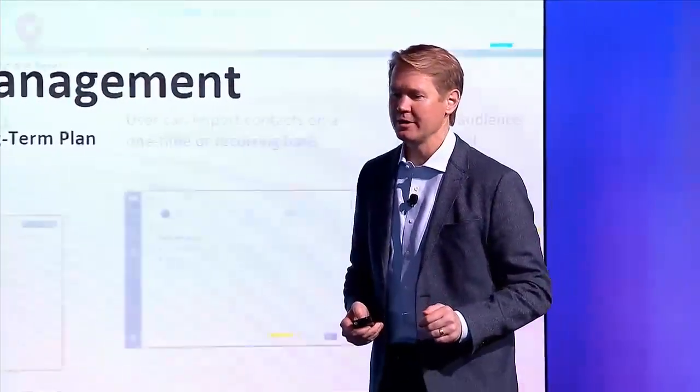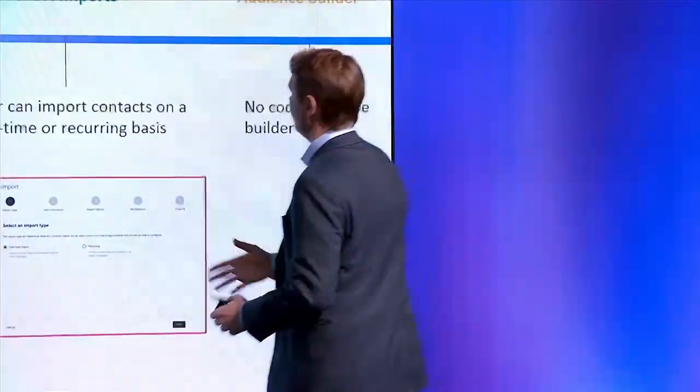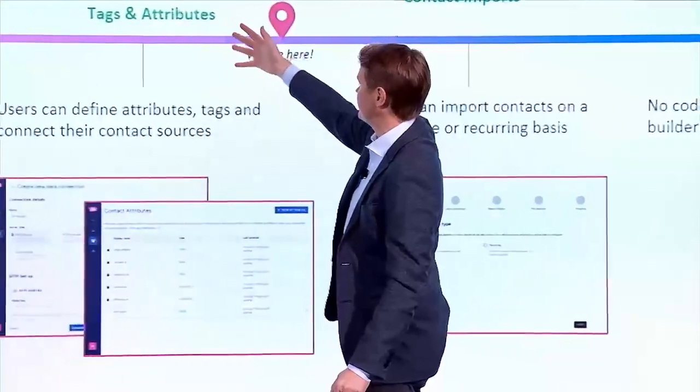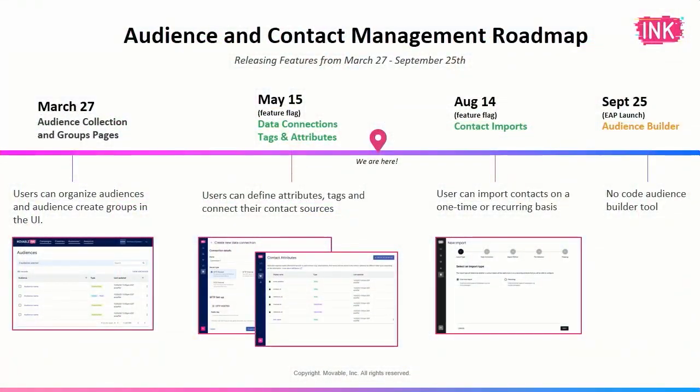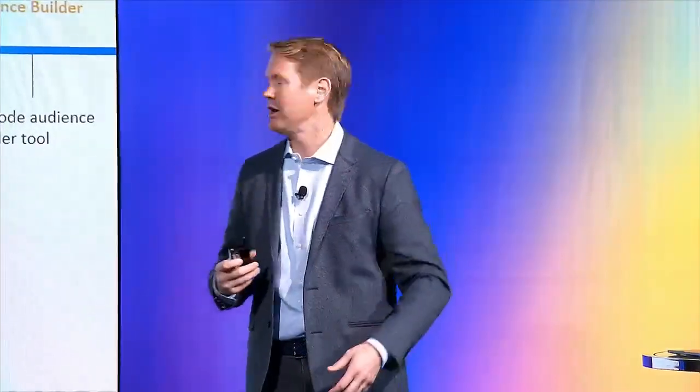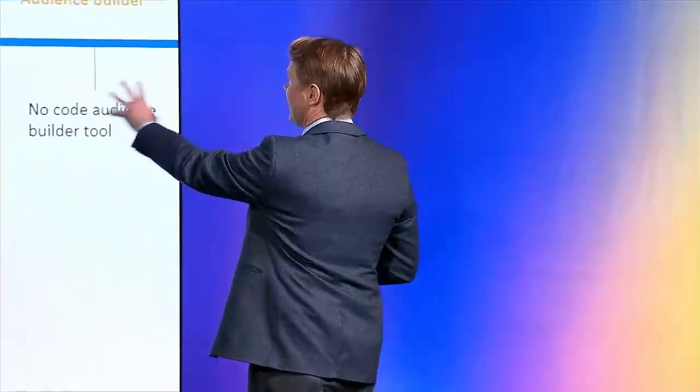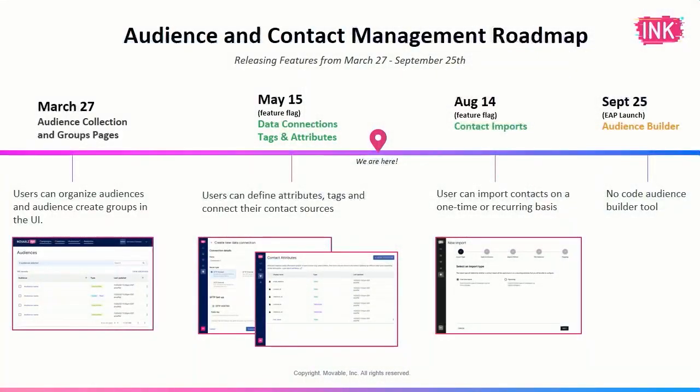I want to talk a little bit about audience management. So we've added this idea of data connections and tagging and attributes to the system. These are behind feature flags right now because on September 25th, we're going to be running an EAP for our new audience builder. So this would be a no-code, easy-to-use interface to be able to build and manage your contacts, your audiences, and what we call your audience groups. So audience groups are these pre-built segments that you have in the system. So this will allow all the audience management to be completely self-service in DaVinci.